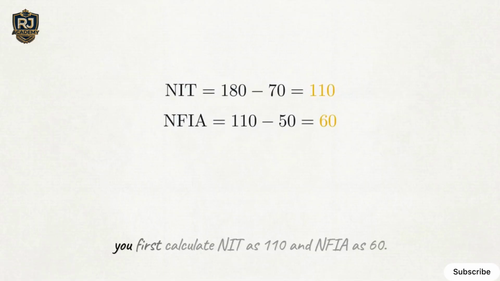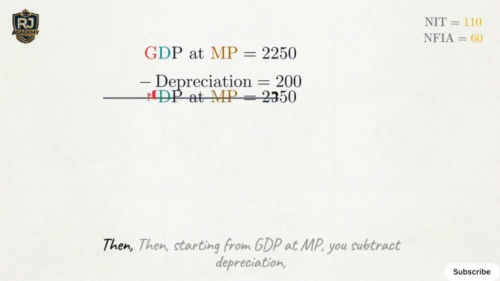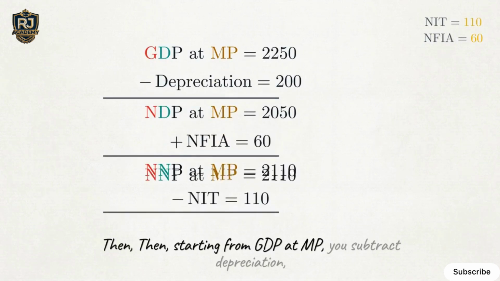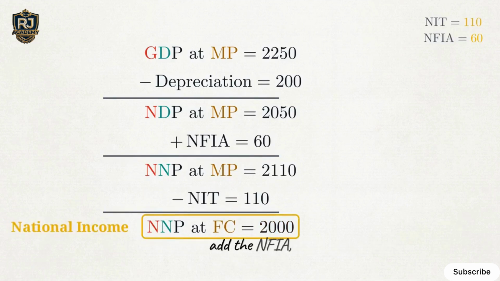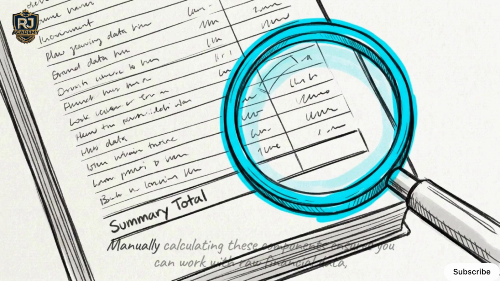To solve this, you first calculate NIT as 110 and NFIA as 60. Then, starting from GDP at MP, you subtract depreciation, add the NFIA, and subtract the NIT to reach the final national income. Manually calculating these components ensures you can work with raw financial data, even when a report doesn't provide a prepackaged total.